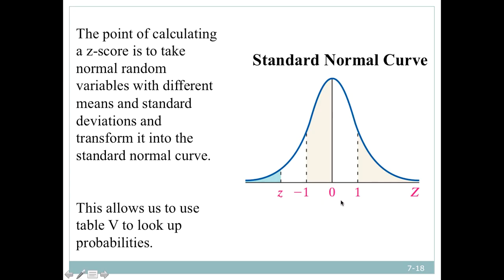So if you look here, here's a graphical representation basically of your standard normal curve, which has z values along the bottom. It has a mean of 0, standard deviation of 1. So the whole point of calculating a z-score is to be able to take a normal random variable that has a different mean and a different standard deviation and transform it into this standard normal curve. So the way that we used z-scores before is to compare, like you guys had a question that asked you to say, did the student do better on their geography test or their math test or whatever it was.